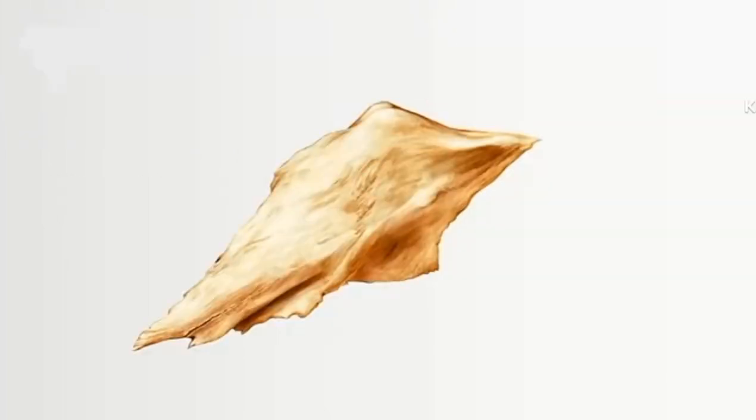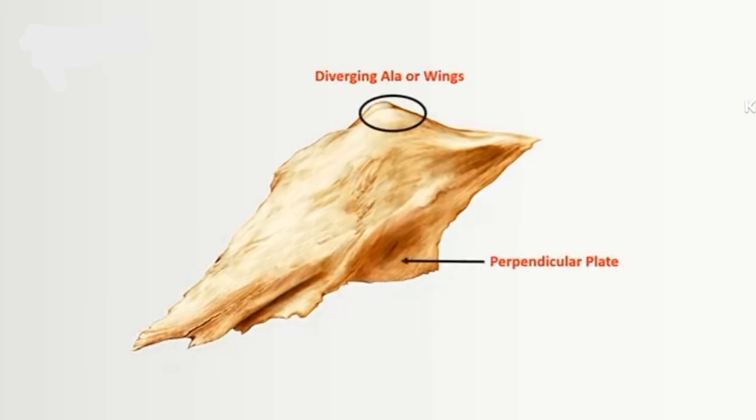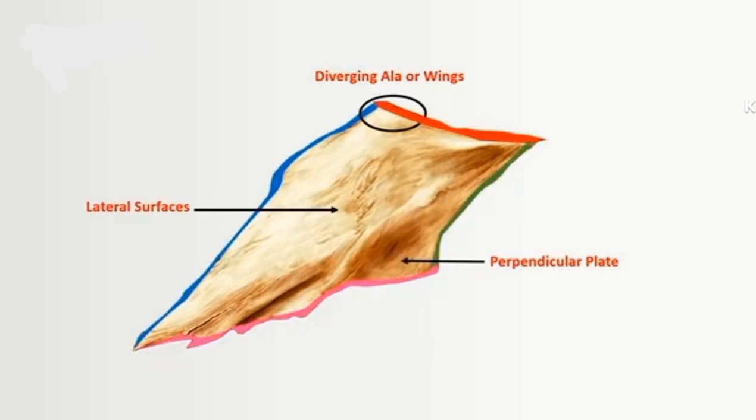Vomer is truly a little bone. It has some promising anatomical features including ala or wings, perpendicular plate, 2 lateral surfaces on each side. It has 4 borders and a nasopalatine groove.